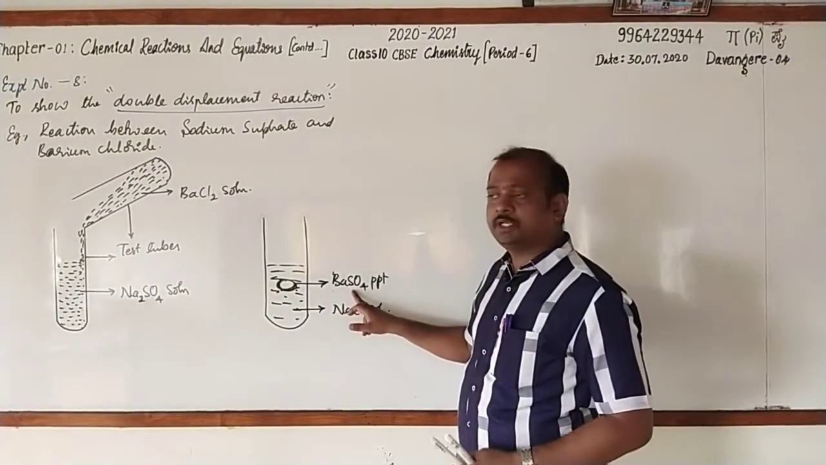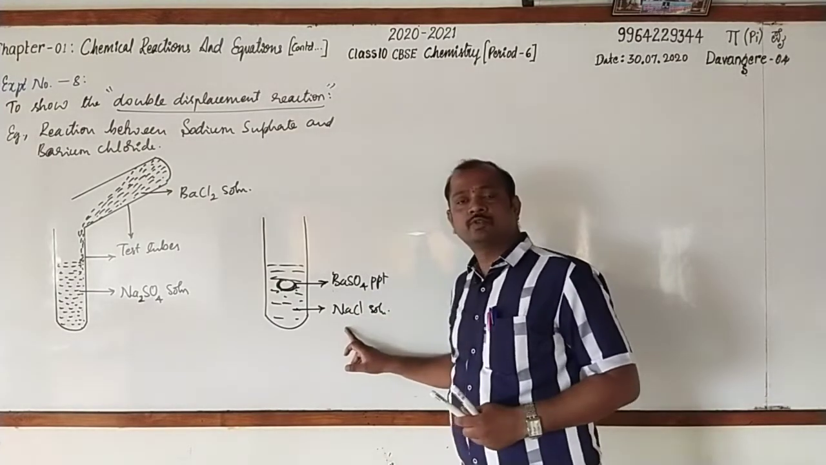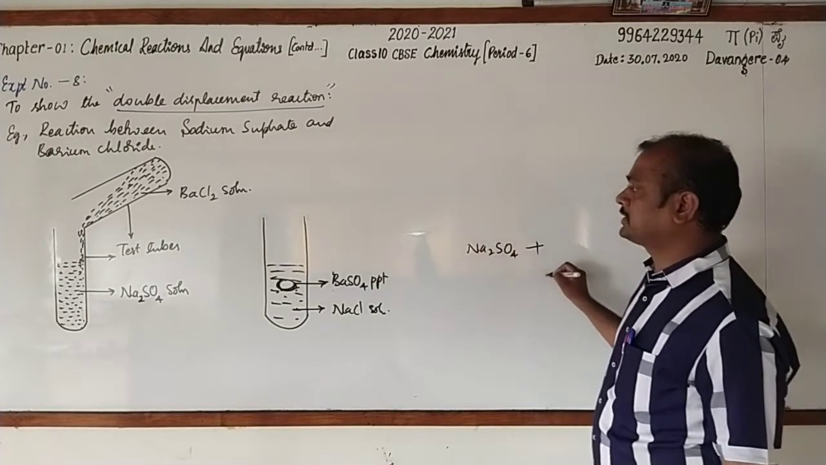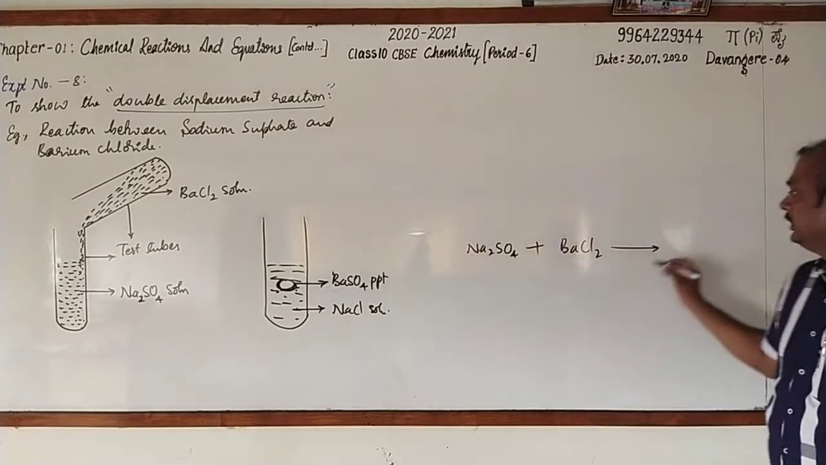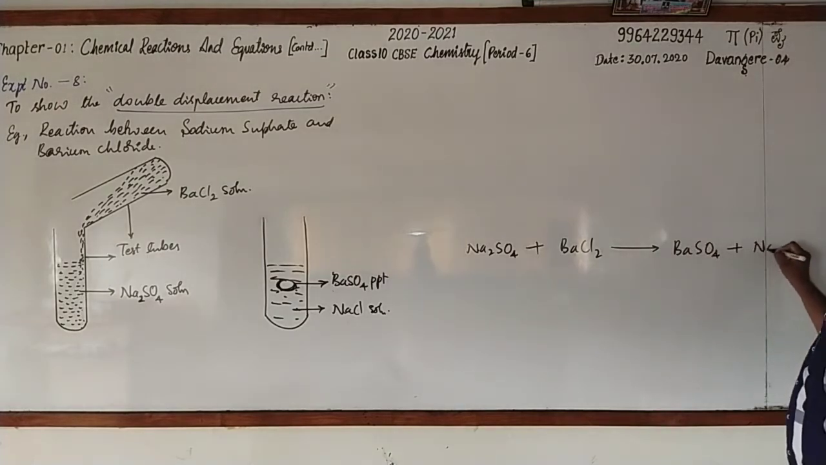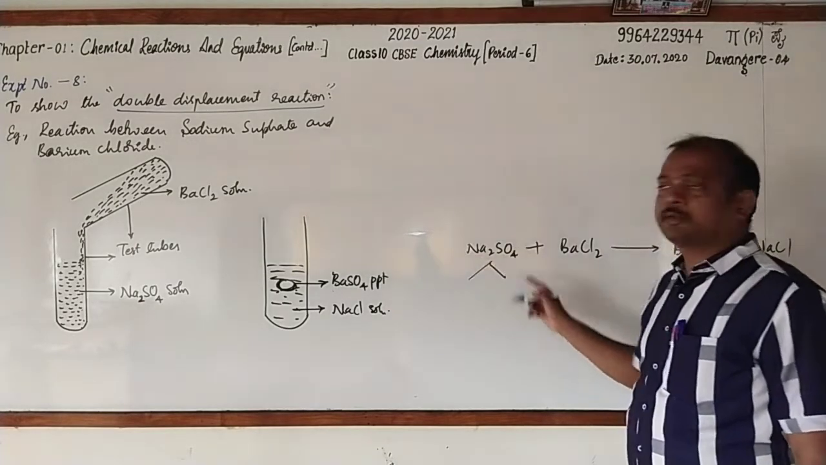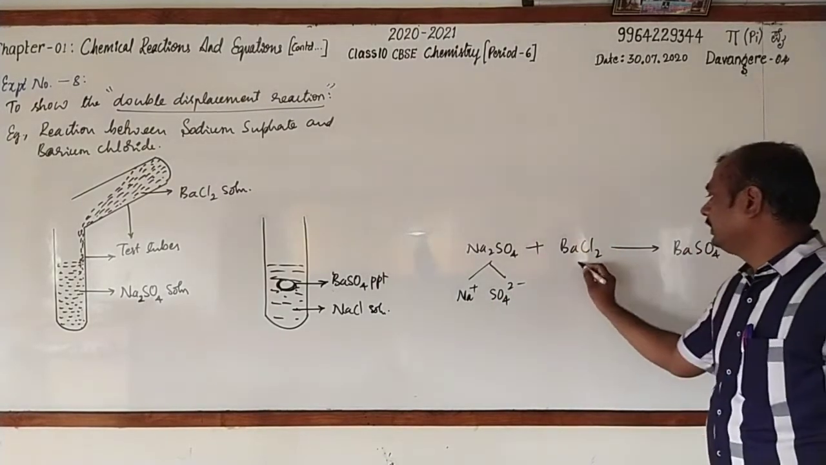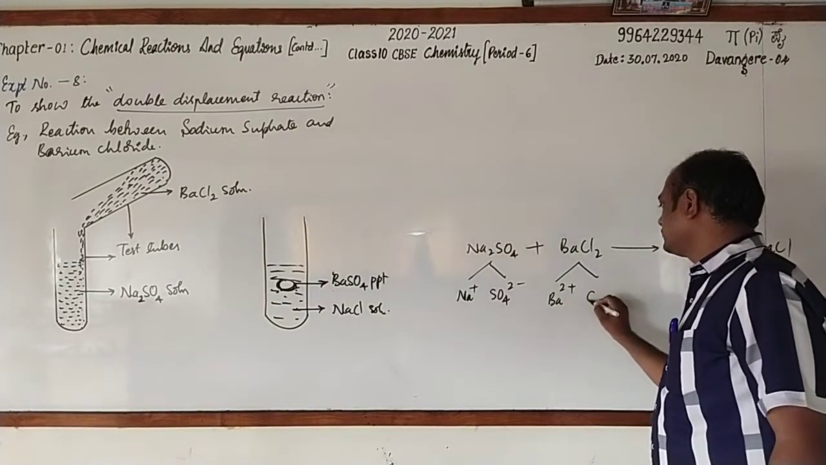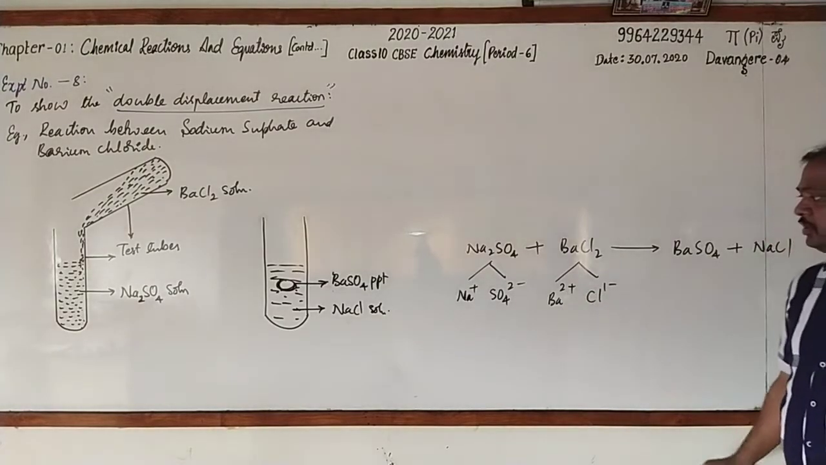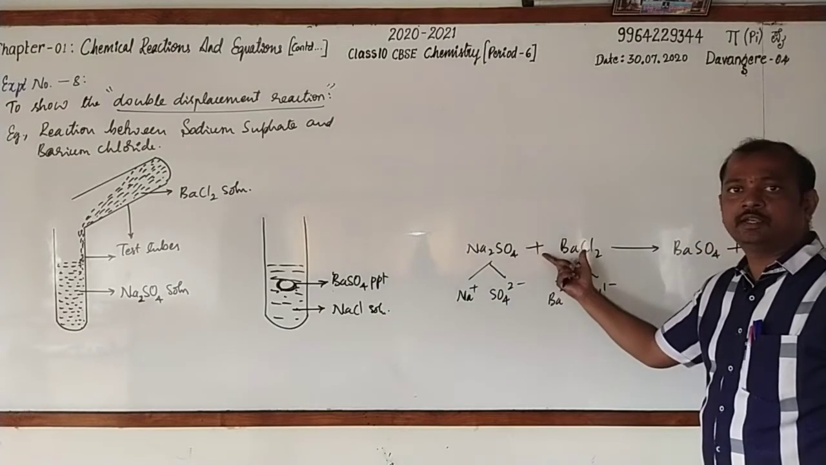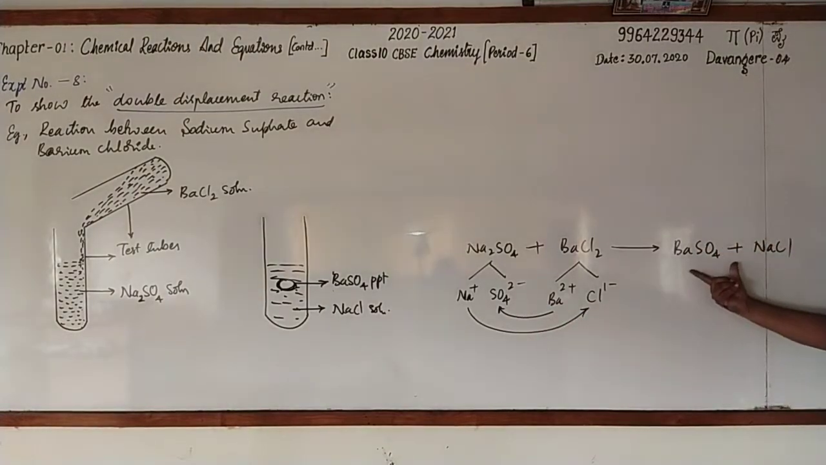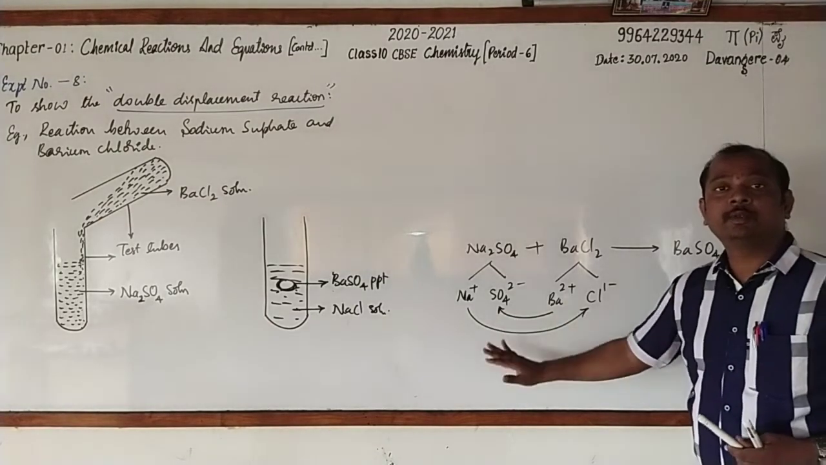It is observed that a white precipitate of barium sulfate is formed along with sodium chloride solution, and the chemical reaction can be written like this. Na2SO4 plus BaCl2 gives rise to BaSO4 plus NaCl. Observe, the ions present in Na2SO4 are Na plus and SO4 2 minus, sodium ion and sulfate ion. In barium chloride, Ba2 plus and Cl minus, barium ion and chloride ion. So the ions present on the reactant side exchange mutually to form two new compounds, BaSO4 and NaCl. That is why it is called double displacement reaction.